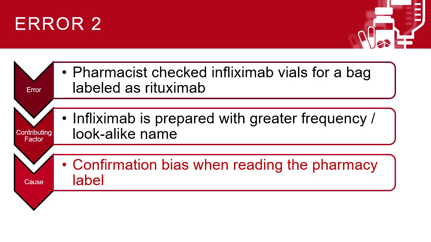The second error that we want to address with risk reduction strategies is when the pharmacist checked the infliximab vials for a bag labeled as rituximab. Again, infliximab is prepared with far greater frequency. Infliximab and rituximab are a look-alike sound-alike name pair, and the pharmacist also displayed confirmation bias when reading the pharmacy label.